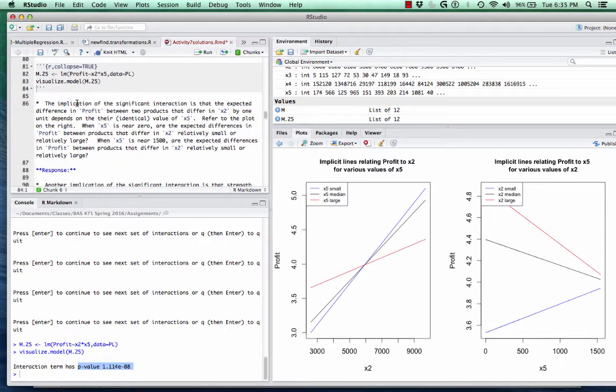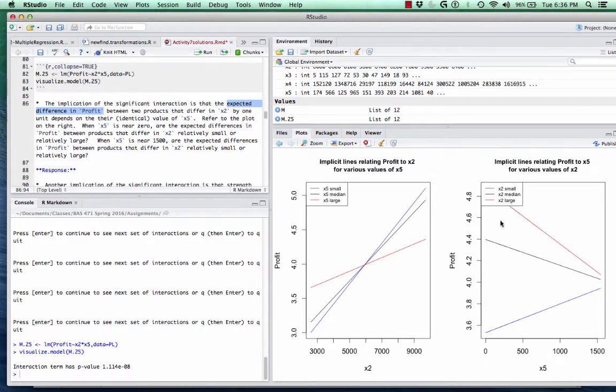All right, so the implication of a statistically significant interaction means really quite a few things. It means that the strength of the relationship between profit and x2 depends on what value of x5 I'm looking at, and vice versa. And it also means that the expected difference in profit between two products that differ in x2 by 1 unit depends on exactly what the common identical values of x5 are that I'm actually focusing in on.